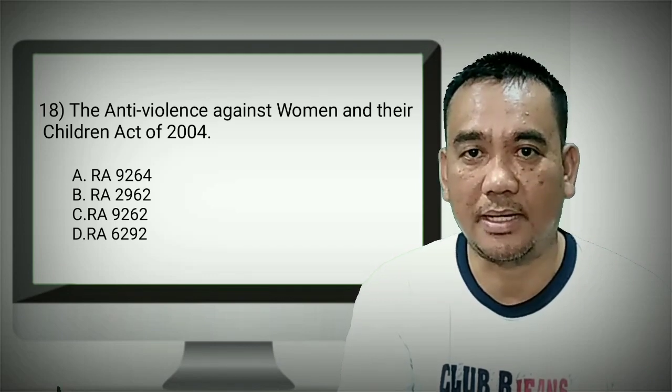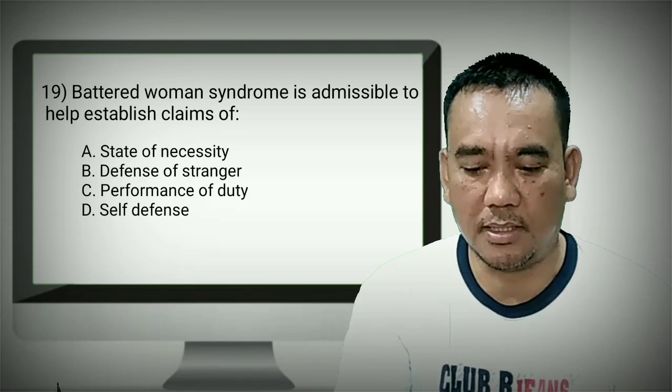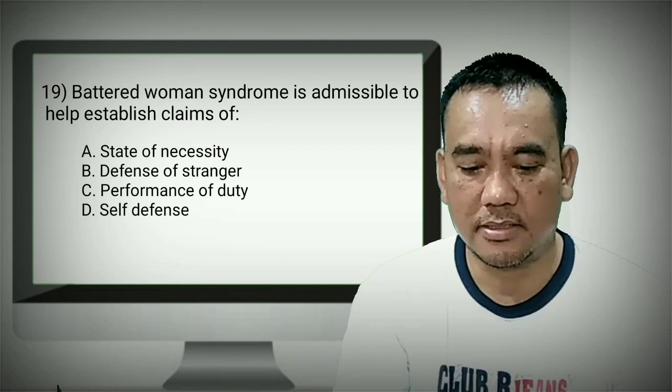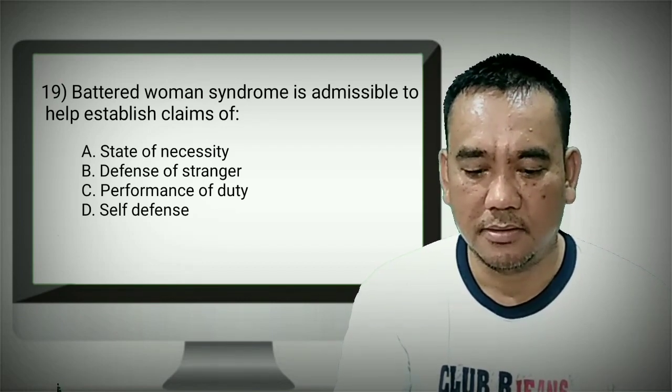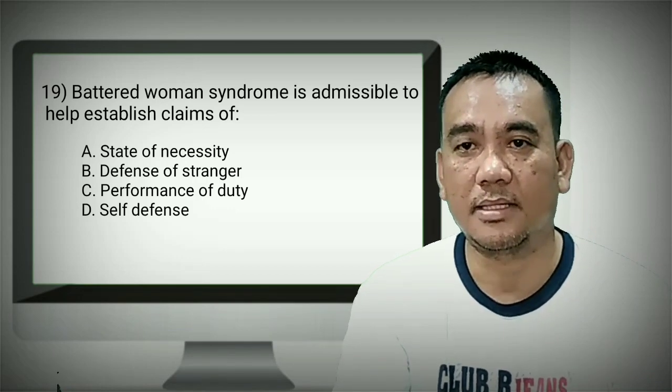Next, question number 19. Battered woman syndrome is admissible to help establish claims of A. State of necessity. B. Defense of stranger. C. Performance of duty. Or D. Self-defense.